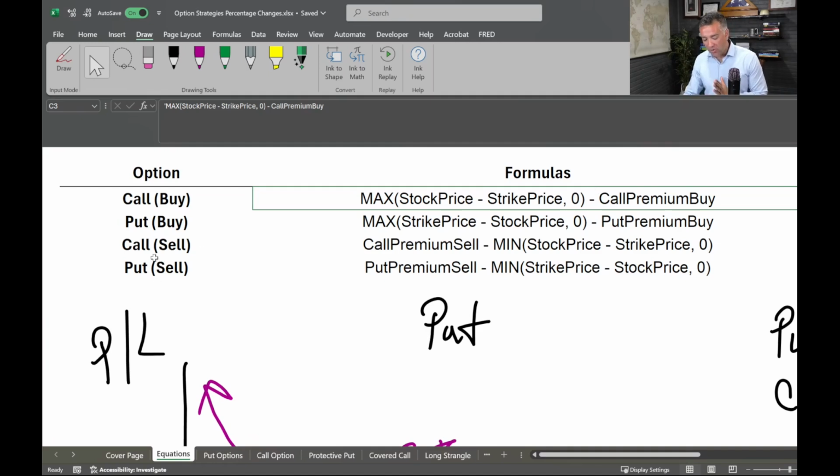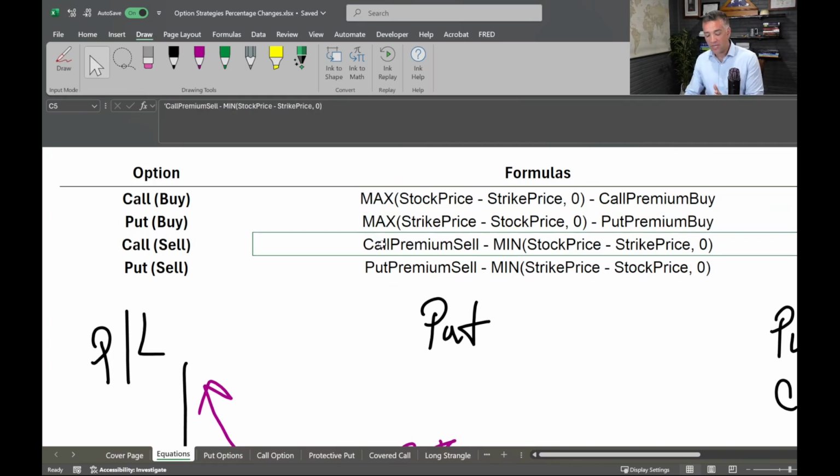And I'm not going to do the sell, we'll do that in our next videos. But I do want to bring your attention to the put and make sure it makes sense. So anytime you buy these, it's a max function. If you sell it, if you notice, it's a minimum function. If it's a sell, we are positive on the premium because we're getting the money. And if it's a buy, we're negative.